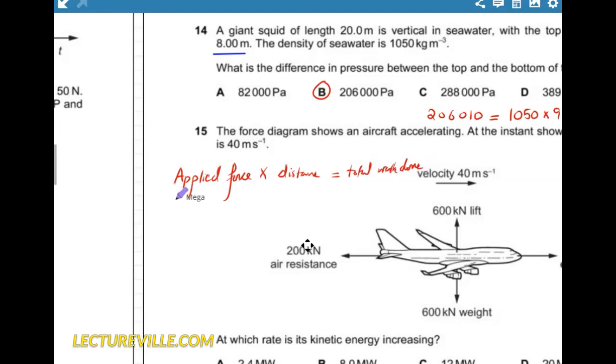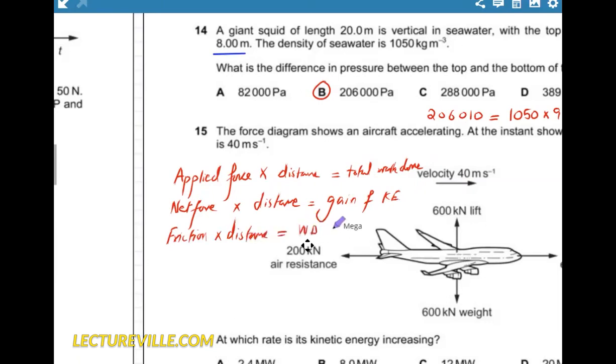If we do net force multiplied by distance, this is gain of kinetic energy. If we do friction multiplied by distance, that is work done against friction.